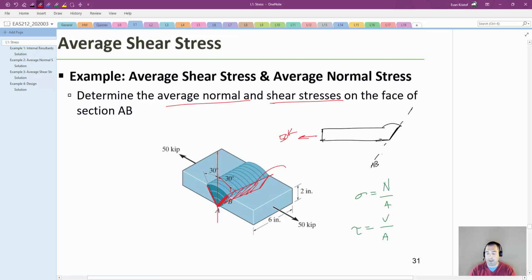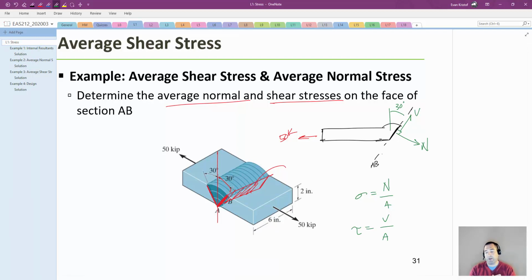And then for N and V, we've got an internal normal force, let me change the colors here. The internal normal force N acts perpendicular to that section cut, and we've got an internal shear force V acting parallel to that section cut. We've got a little bit of geometry to deal with here, right? We know that this angle is 30 degrees, but it's just a bit of trig in this problem. Other than that, it's relatively straightforward.